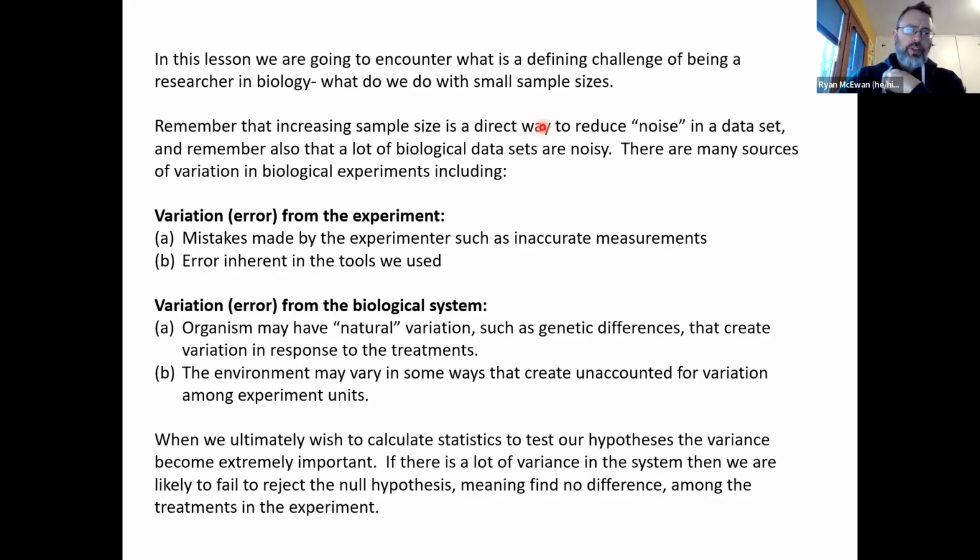There's also variation, or what we sometimes call error, from the biological system. For example, organisms may have natural variation, such as genetic differences, that create variation in response to an experimental treatment. Environment may vary in some ways that create unaccounted for variation among the experimental units, something that you didn't measure. You weren't thinking about that. Ultimately, when we wish to calculate statistics to test our hypotheses, the variance becomes extremely important. If there is a lot of variance in the system, then we are likely to fail to reject the null hypothesis, meaning we find no difference among the treatments in our experiment.